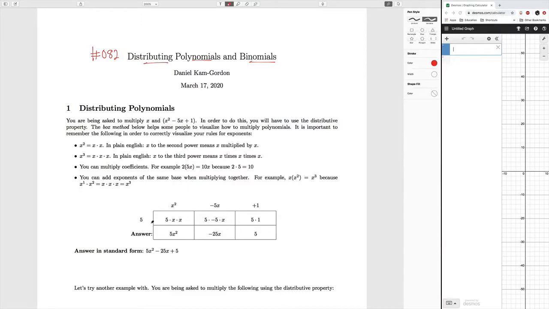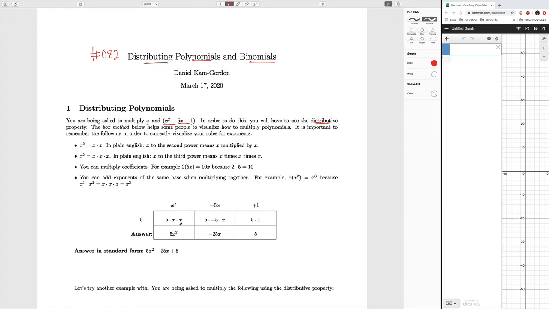Good morning. In today's assignment, we're going to be talking about distributing polynomials and binomials. A polynomial is a term in algebra that has multiple terms where you're adding them together with different bases. So like here we're being asked to multiply x times x squared minus 5x plus 1. In order to do this, you have to use the distributive property, which we learned earlier in algebra.